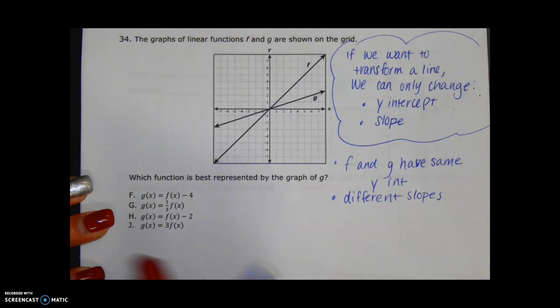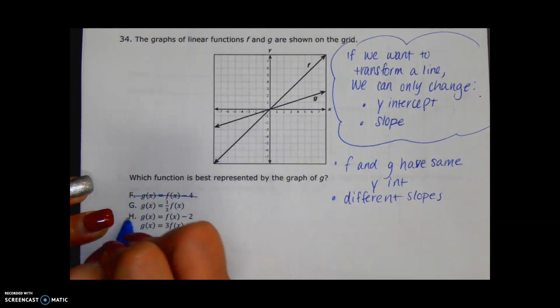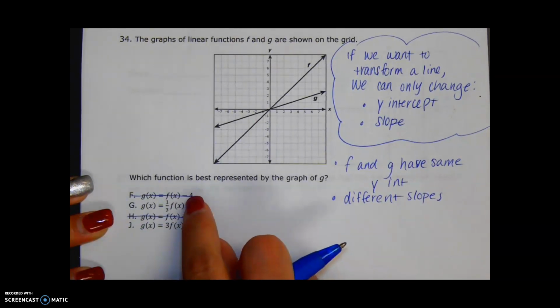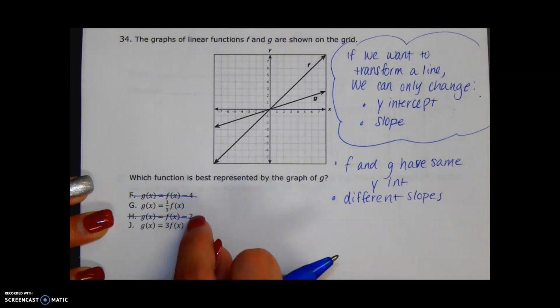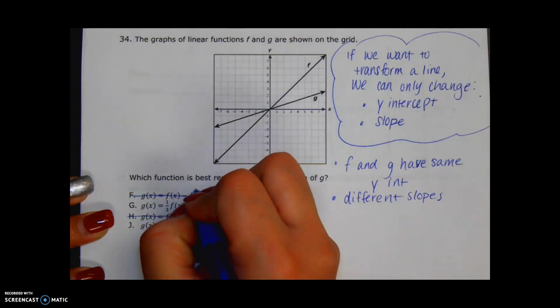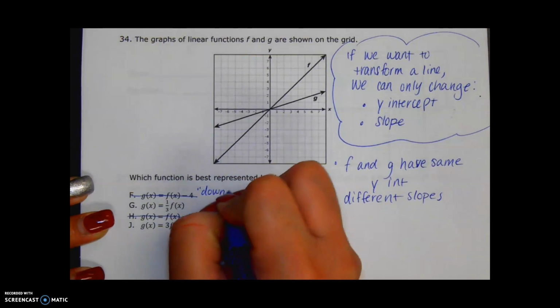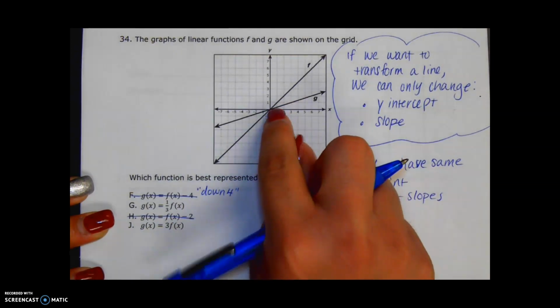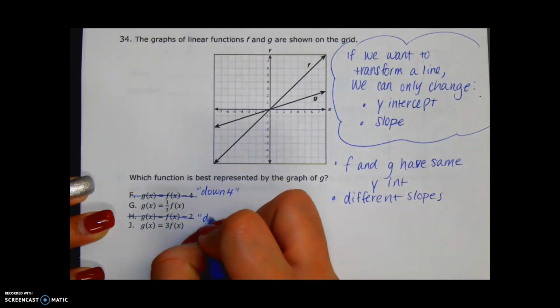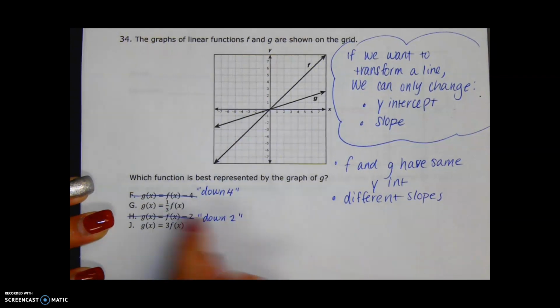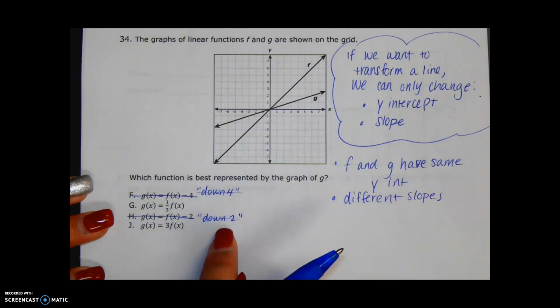Since the y-intercept is not changing, I can cross out F and H, because remember, when I have those little y-intercepts changing, this is going to be down 4. But my function didn't go down 4. They're in the same spot. This one means down 2. So I can cross those out because it did not move down. Just want to make that note, though, that that is what they mean.